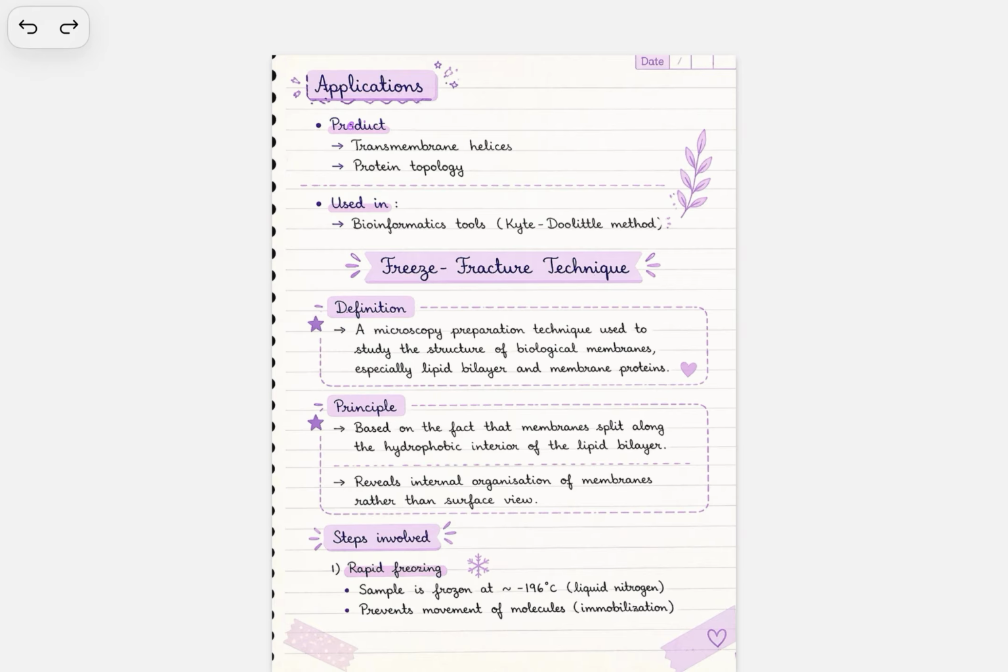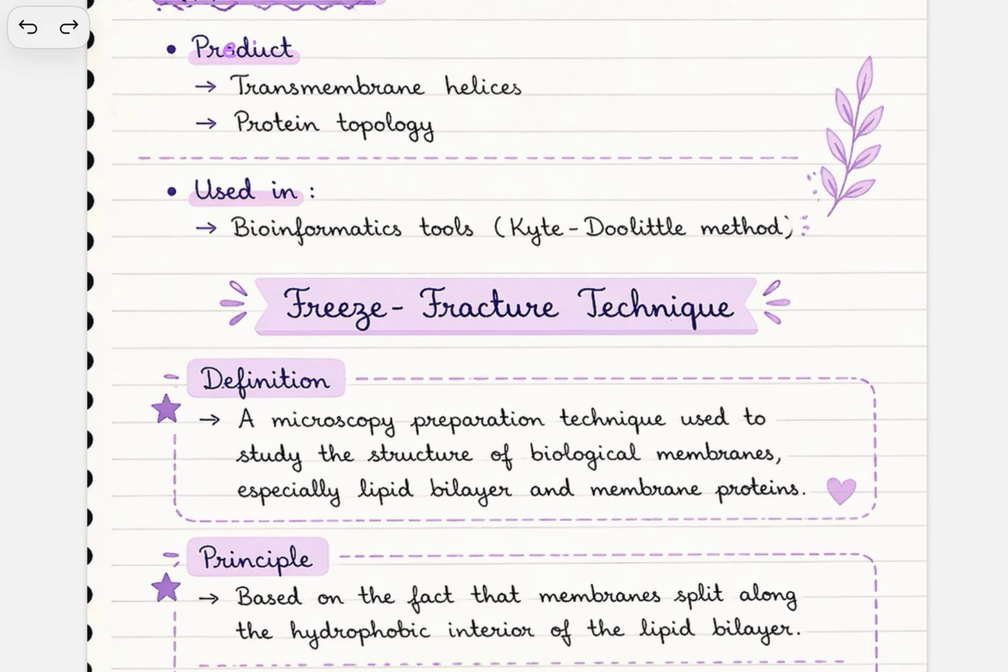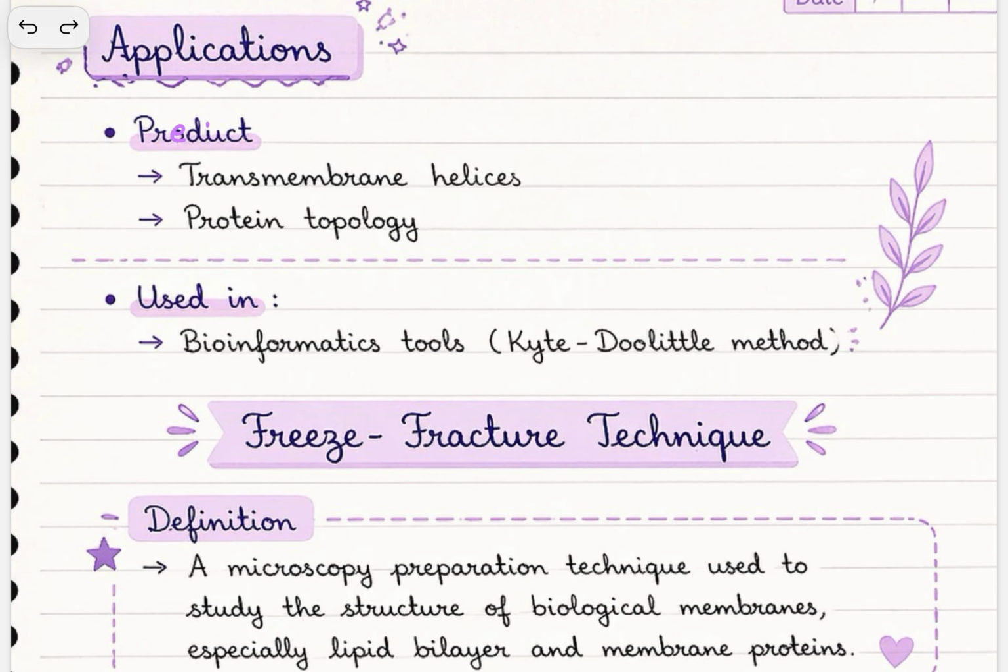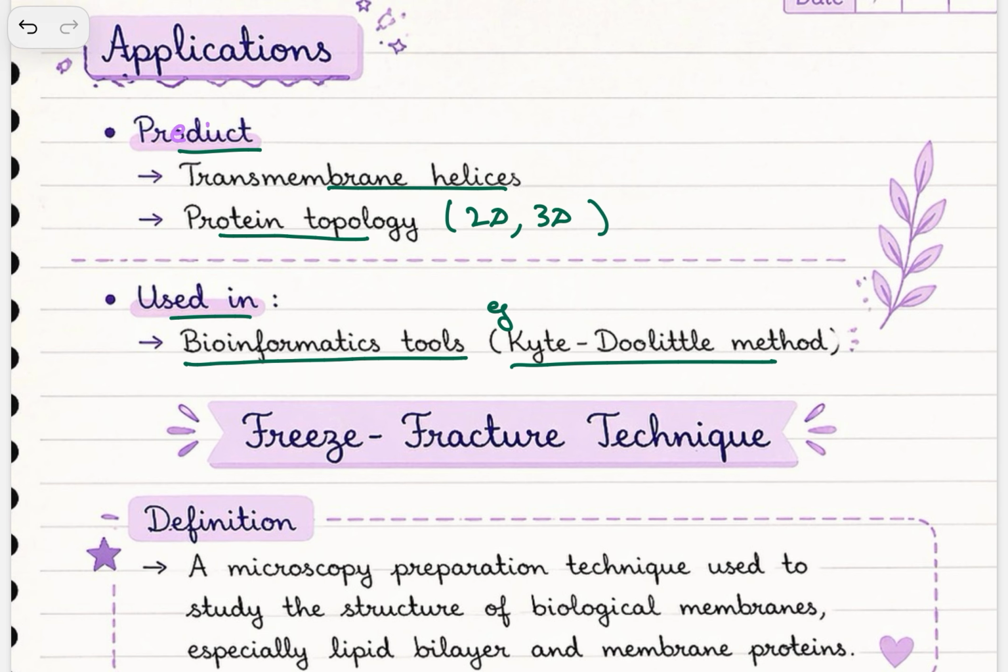So in the last lecture we discussed the hydropathy plot. Let's continue with its application. The hydropathy plot helps in prediction of transmembrane helices and gives protein topology, whether proteins are 2D, 3D, alpha helices or beta sheet, basically structure. The hydropathy plot is used in bioinformatics tools, for example the Kyte-Doolittle method.